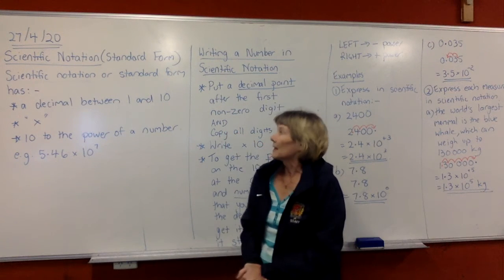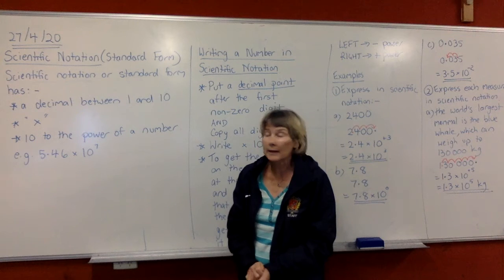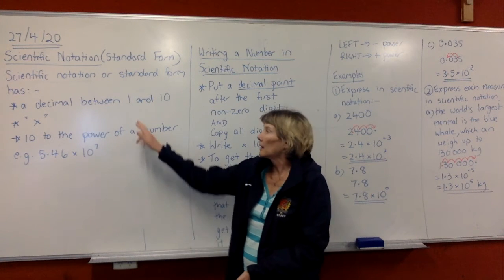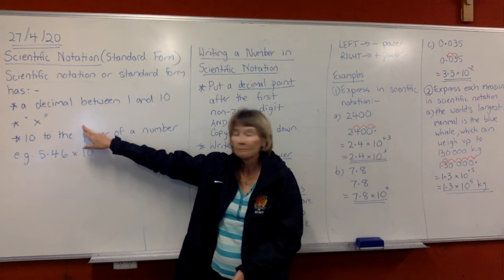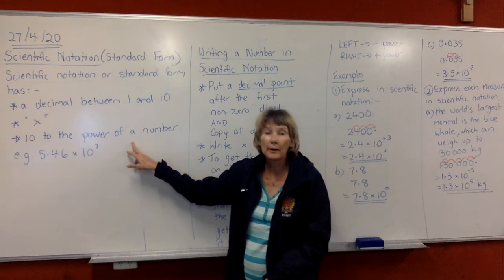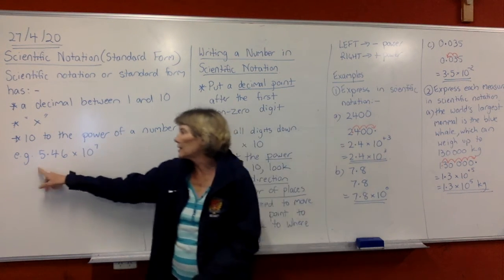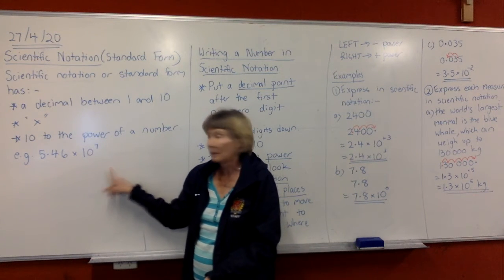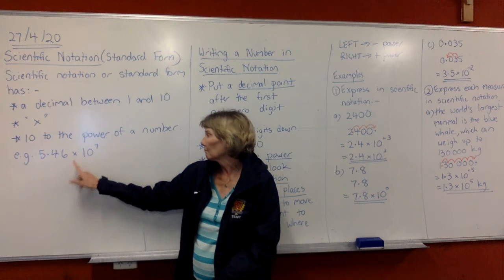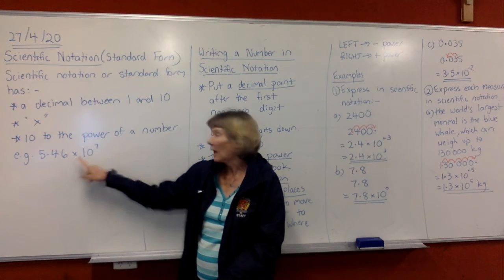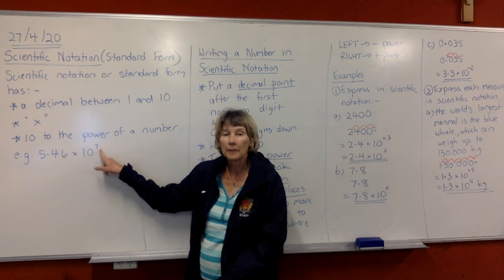Okay, so what is it? Scientific notation or standard form has a decimal between 1 and 10, a times sign, and a 10 to the power of a number. So this is scientific notation. 5.46 is a decimal between 1 and 10. It has a times sign, and it has a 10 to a power of something.